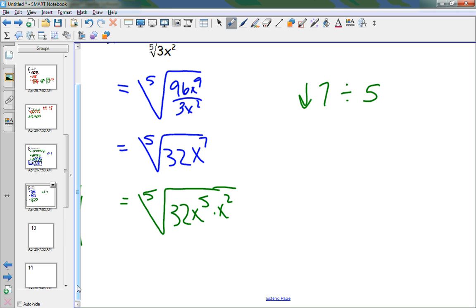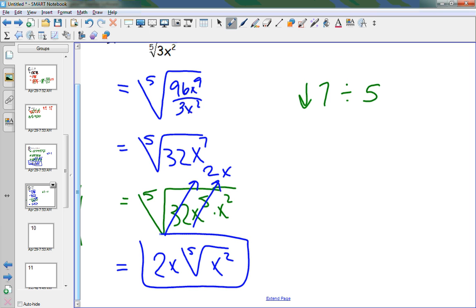What is the fifth root of 32? What is the fifth root of x to the fifth? And what do I do with the fifth root of x squared? Keep it. So this is going to give me 2x times the fifth root of x squared. Am I done? Yeah. Why? Because that's an odd index. When your index is odd, there are no absolute values required.